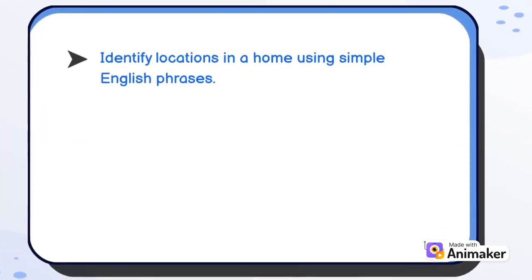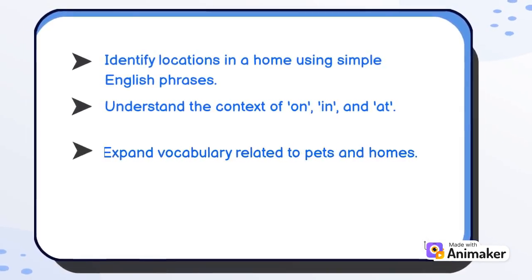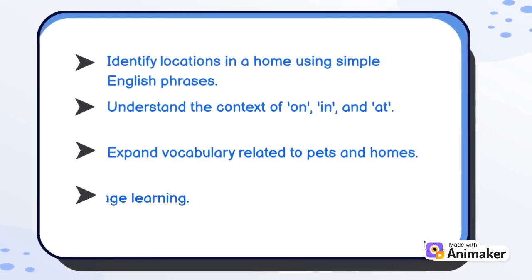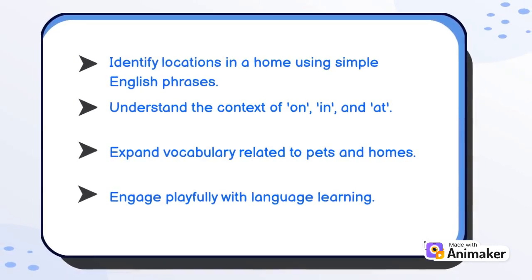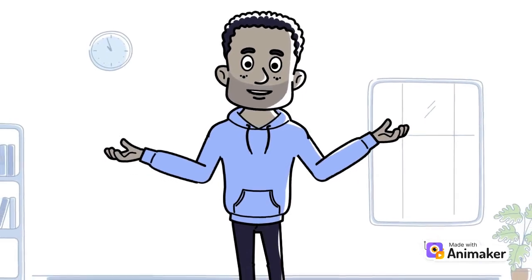Identify locations in a home using simple English phrases. Understand the context of on, in, and at. Expand vocabulary related to pets and homes. Engage playfully with language learning. Let's discuss key phrases about a cat's presence.